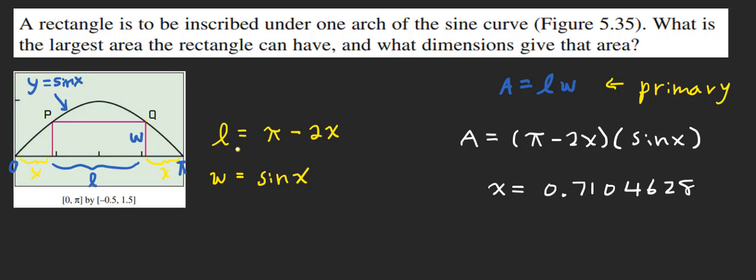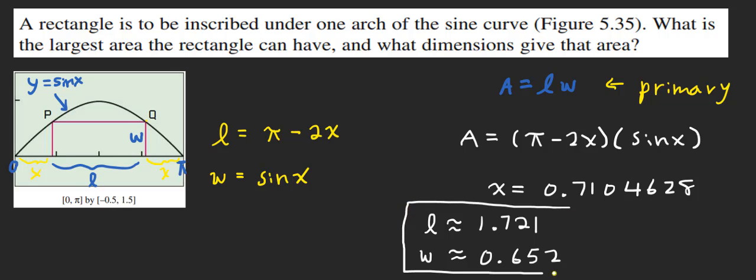Now, the length is pi minus 2x, so you have to plug in x over here. So the length is approximately 1.721. And to find the width, you have to find sine of this value, which is approximately 0.652. So these are the dimensions that will give you the largest area under the sine of x.